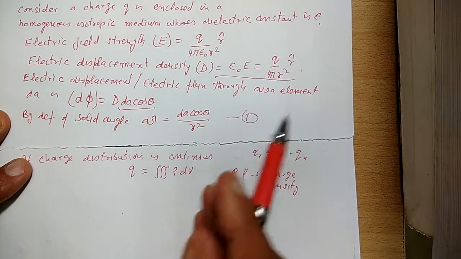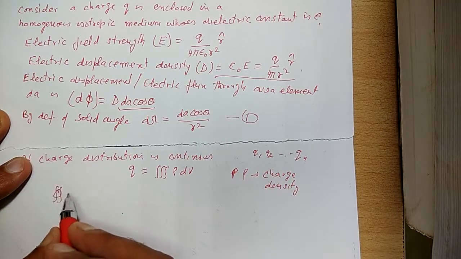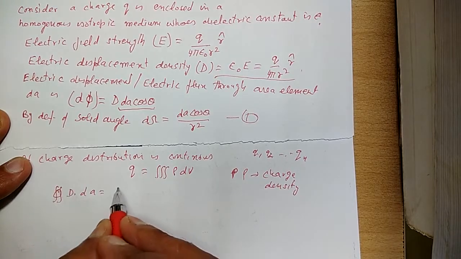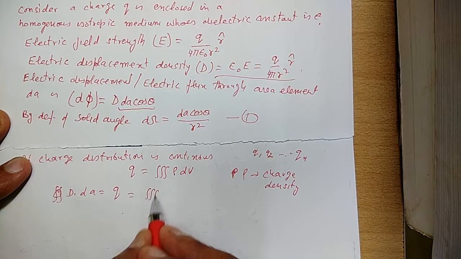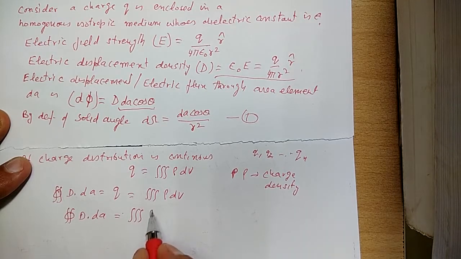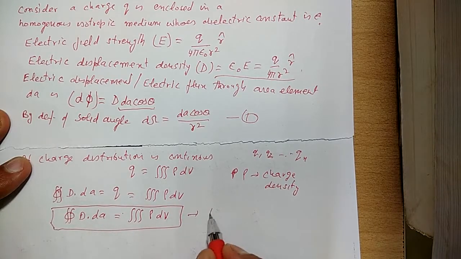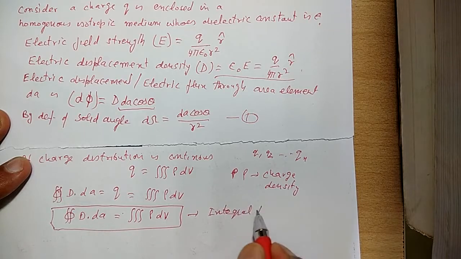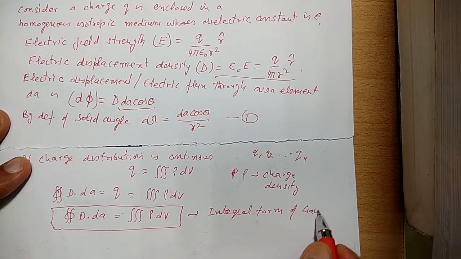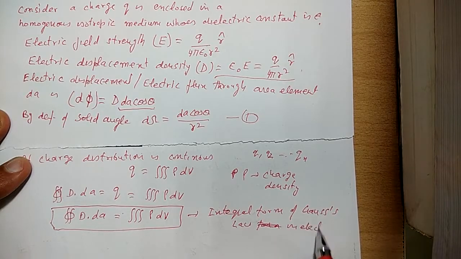And we can rewrite the integral form which we have written earlier: d dot dA is equal to q. We can replace it with volume integral rho into dV. So this d dot dA is equal to volume integral rho into dV. This is the integral form of Gauss law, Gauss law in electrostatics.